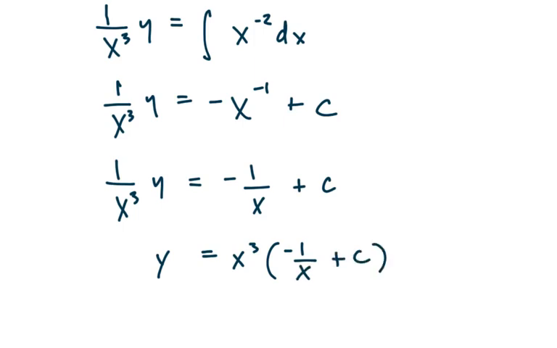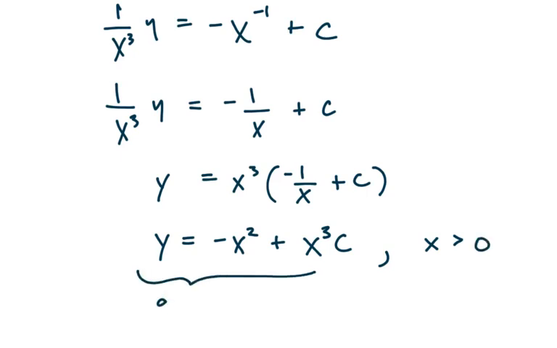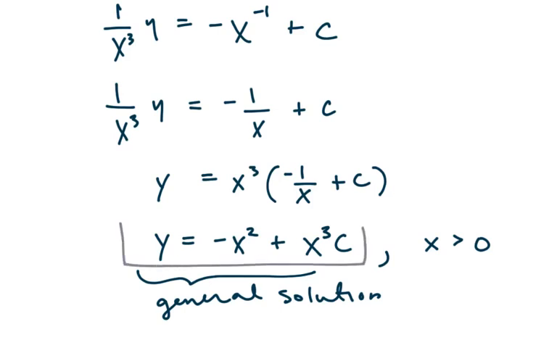A lot of the times when we're multiplying by a number, we don't have to multiply that by our arbitrary constant c, because it's just a constant value and we know what it is. But in this case, this is a variable. We don't know what it is. So we're going to distribute that, and I've got negative x squared plus x cubed times c. This is true for any x value greater than 0. This represents our general solution. So that's what we would be looking for as our answer there.